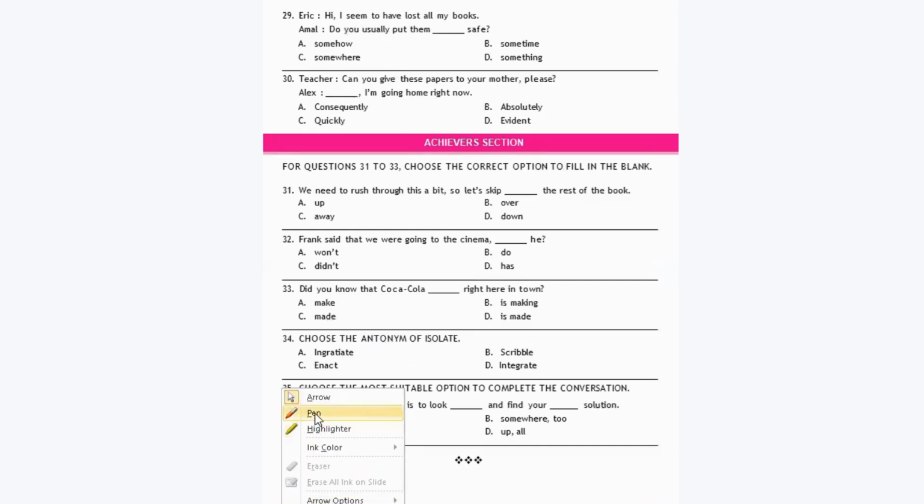Next, Eric. Hi, I seem to have lost all my books. Amal, do you usually put them dash safe? Should be somehow safe? No. Sometimes safe? No. Somewhere safe? Yes. Do you usually put them somewhere safe? Okay, so this should be your correct answer.